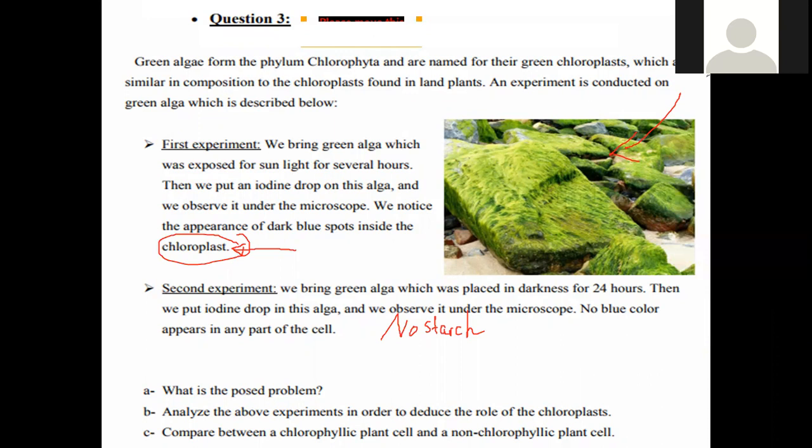Are you available here? Can you hear me? I'm just reading the text. Okay, read the text, what is the posed problem here? In the first experiment, all of it, all the experiments, experiments 1 and 2. So we did the experiment in order to know where photosynthesis occurs, or what is the role of the chloroplast.